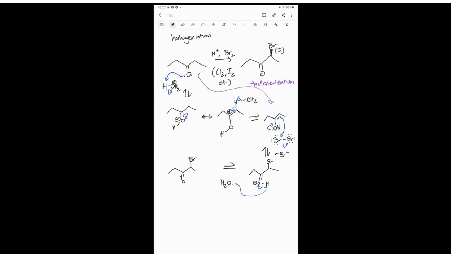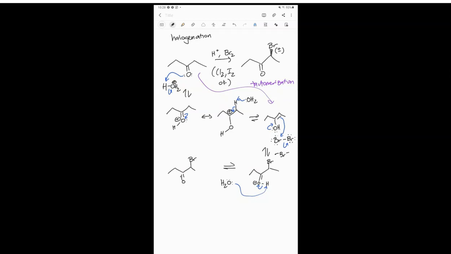So I can simplify the mechanism by just saying tautomerization. That's the idea here. Once we are at the enol form, we're going to use the enol form as our reactive species. It's a nucleophile, so it's going to attack the bromine, which is going to produce our brominated species, which then will be deprotonated, regenerating our acid that we used in the very first step.